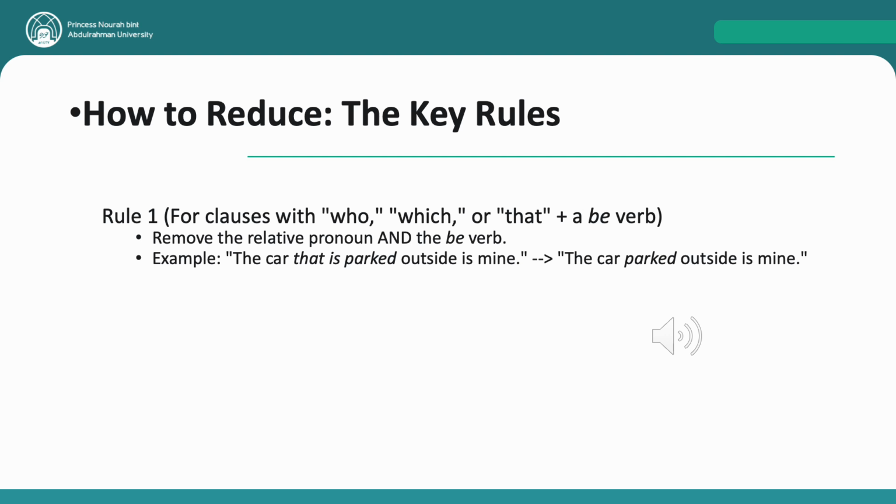Let's look at the first example. The car that is parked outside is mine. See how we have that is? We simply remove both of them. Now we have the car parked outside is mine. Much shorter.